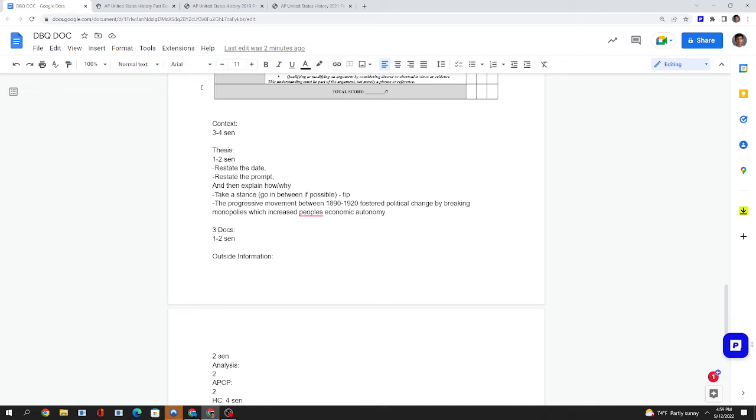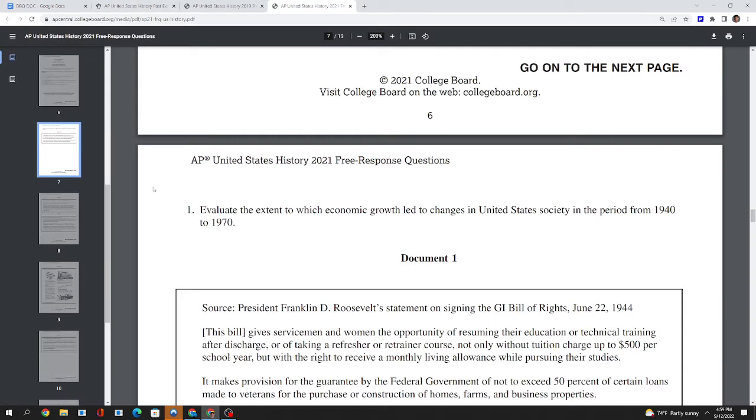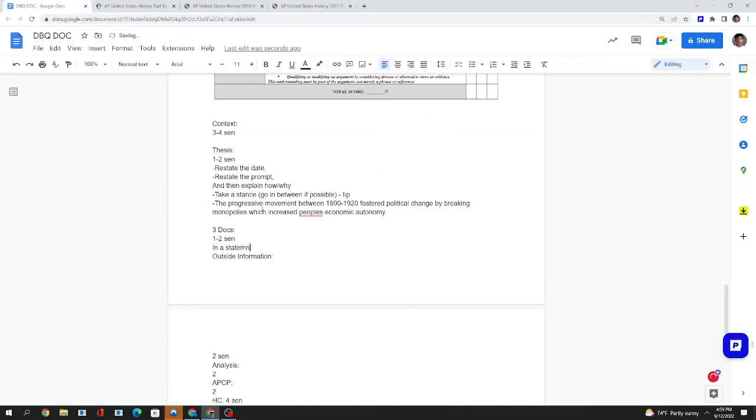What do you have to write for this to get the document point? A paraphrased summary of what the author said. So you would just simply say, in a statement regarding the GI Bill, you would identify the author: President Roosevelt argues.